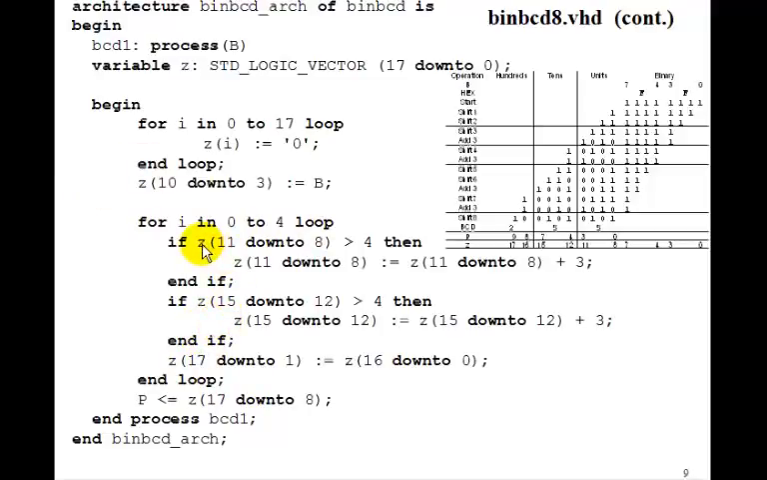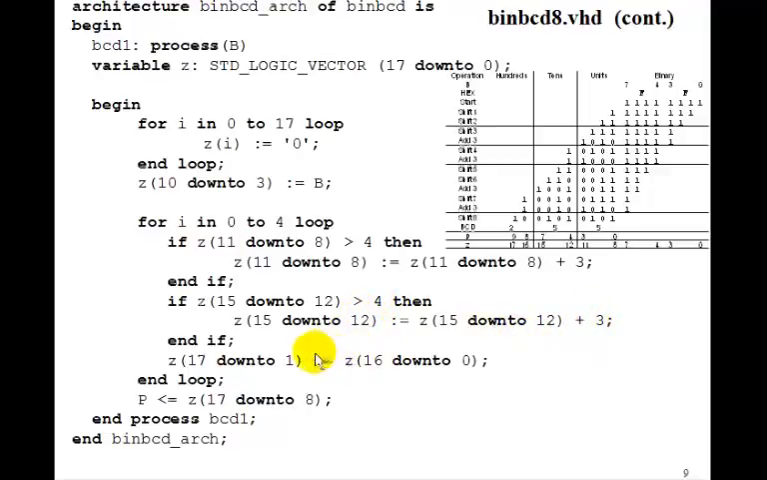And we first check the units. Well, the units now are Z(11 down to 8). So here's Z(11 down to 8), the units. If that's greater than 4, then we set the units equal to units plus 3. Now we have to check the tens. Well, the tens is Z(15 down to 12). So if Z(15 down to 12) is greater than 4, then we add 3 to it.